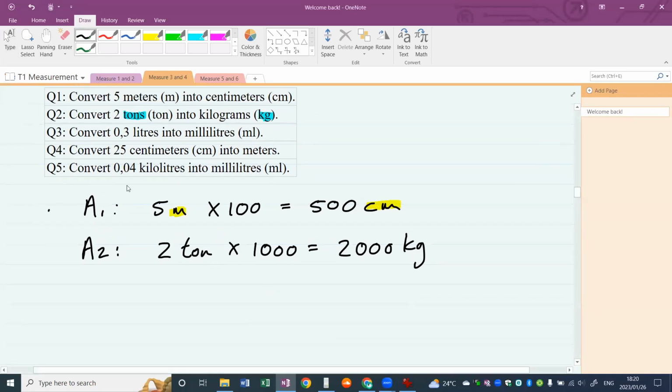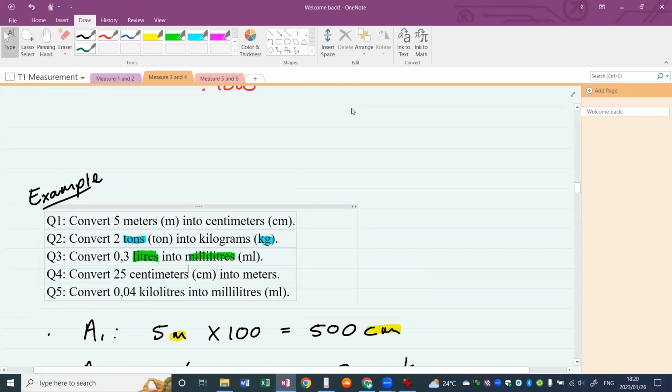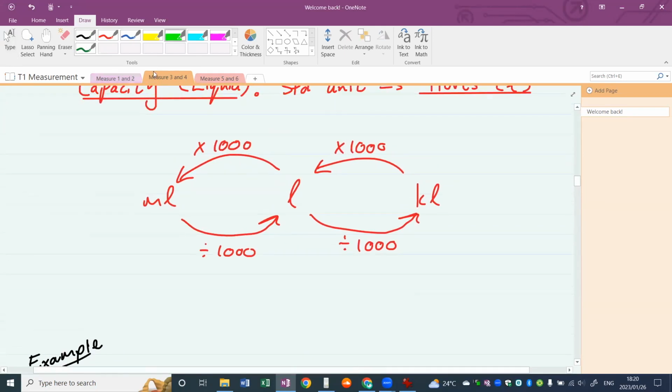Okay, let's go to question 3. So question 3 says, convert. Now look at this one. This is 0.3 liters into milliliters. All right, from liters into milliliters. So we need the capacity diagram. Here's my capacity diagram. So we need to go from liters to milliliters, and we're going down to milliliters. So we need to times by 1,000.